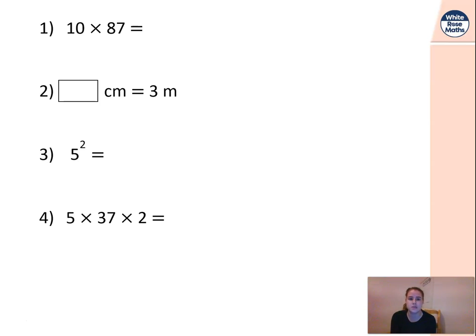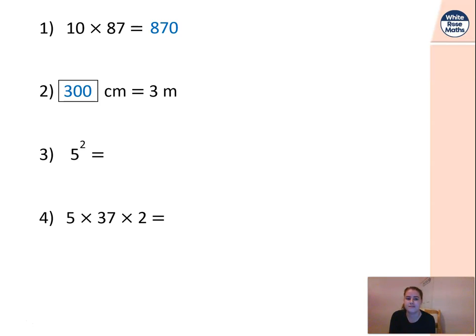So 10 times 87, you should know this from yesterday. We're making it 10 times bigger, so 10 times 87 is 870. Centimetres to metres. If you know this, you know that 100 centimetres are in 1 metre. So if we have 100 centimetres in 1 metre, we need to work out how many are in 3. So the answer is 300 centimetres.